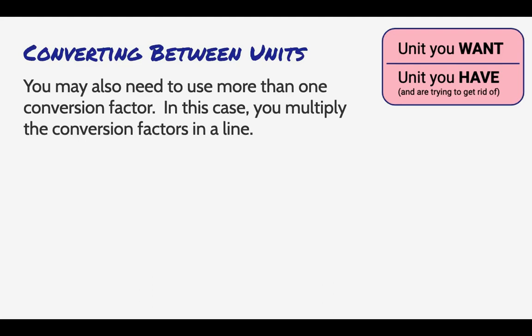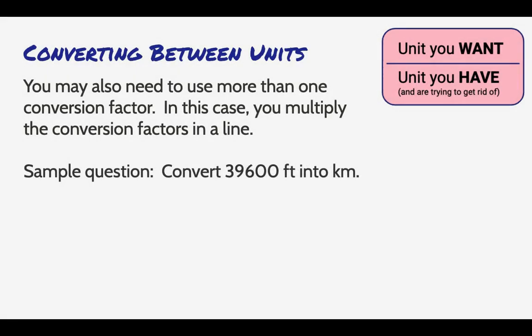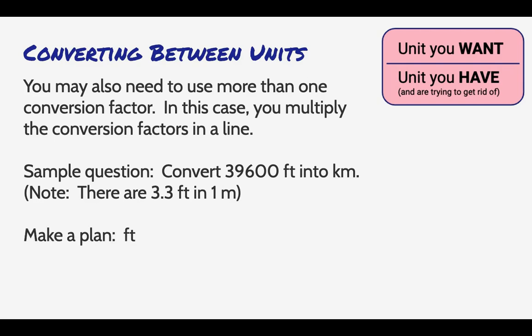Sometimes you might need to use more than one conversion factor. And if you do need to do that, you multiply the conversion factors in a line. So here is an example question where you would need to use more than one conversion factor. We want to convert 39,600 feet into kilometers. We don't have the direct relationship between feet and kilometers, but we do know that there are 3.3 feet in every 1 meter. And we also know a relationship between meters and kilometers. So by going through a couple of steps, we can convert feet into kilometers.